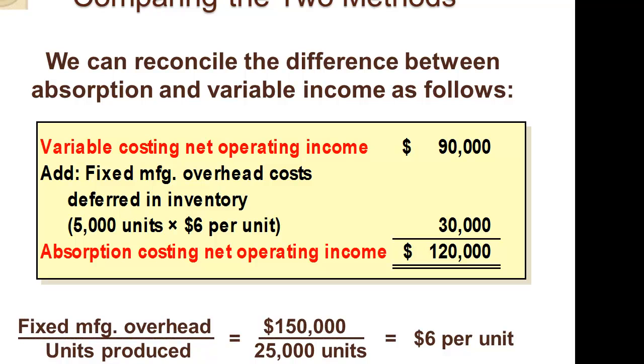We can reconcile the difference between the absorption costing and variable costing income as follows. If you get the variable costing net income, you add fixed manufacturing overhead costs that burden inventory. So basically ending inventory times your fixed manufacturing overhead cost per unit, and that will get you to your absorption costing net income.